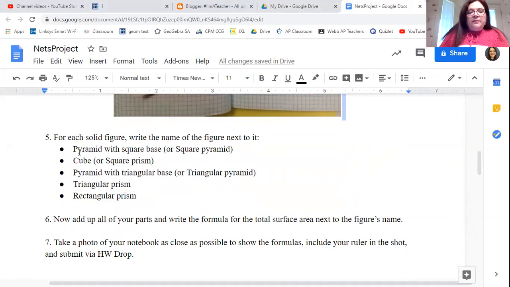Okay, the pyramid with the square base. So pyramids have triangles for sides. But there's one pyramid that has a square base. The third one there, a pyramid with triangular base. Again, triangle sides also has triangle base. There's a cube. We know what a cube looks like. Also called a square prism.